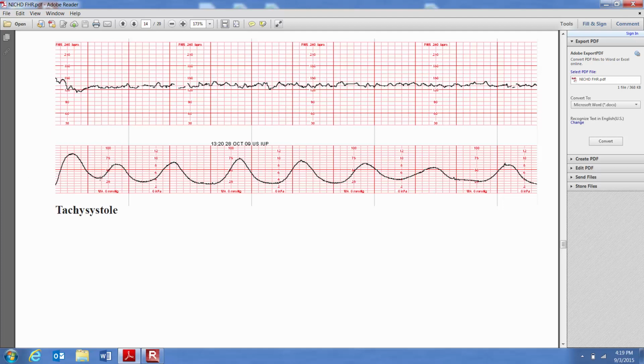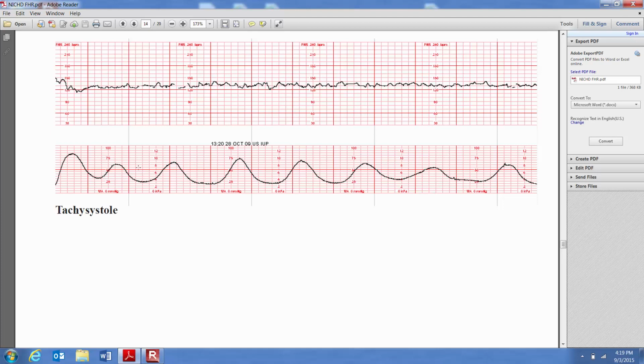So if we count here from the start of this contraction to the start of the next, 1-ish. So she's 1 minute and 20 seconds. That's too close. We don't want them closer than 2 minutes apart. 1, 2. So that one's just about 2 minutes. 1, and what's that, 30, 40 seconds? It's just, she's contracting too often.